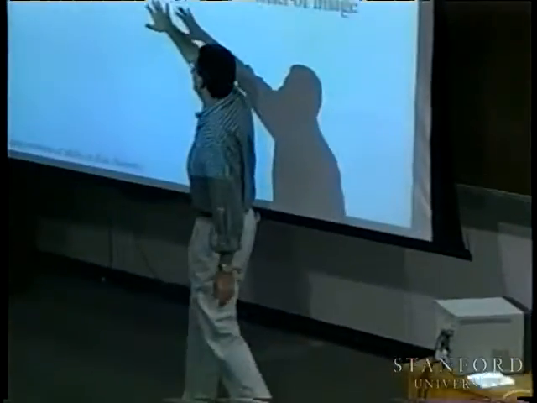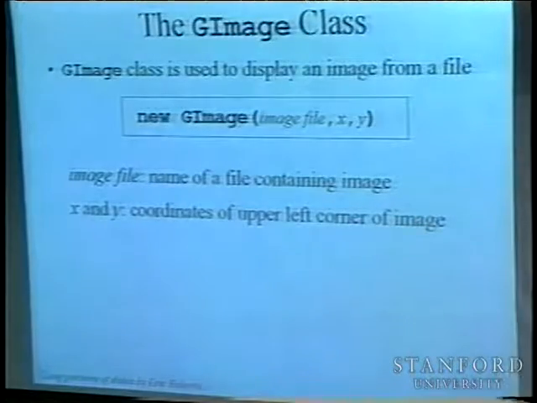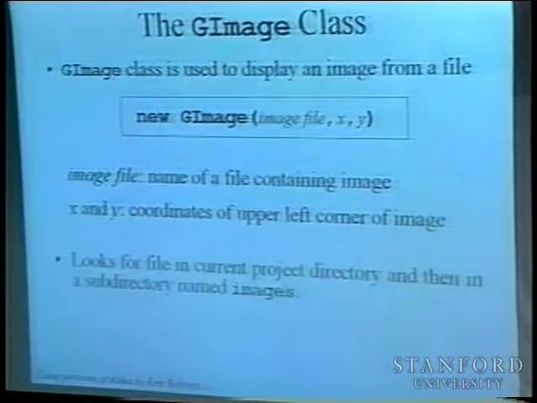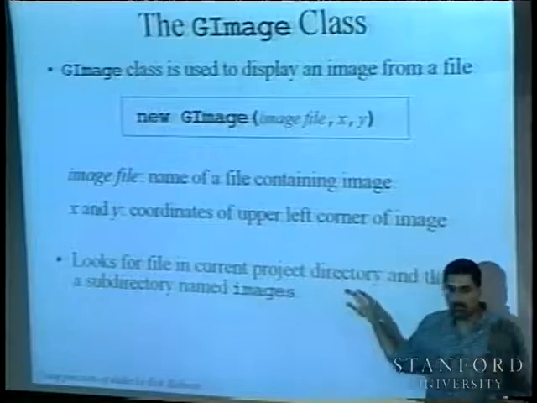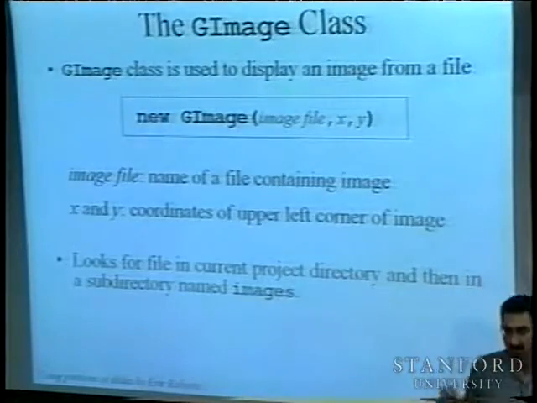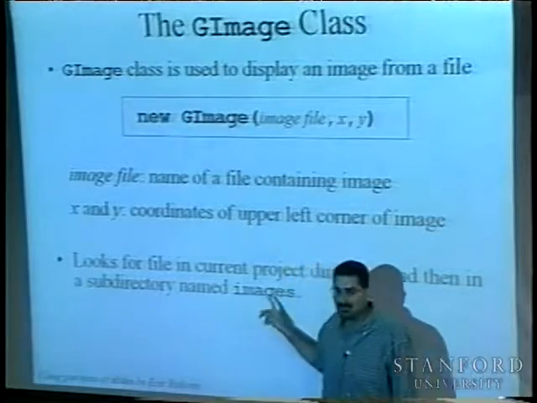Okay, so the image file is the name of the file containing the image, and X and Y, as I just mentioned, are those coordinates. Now, where do you have to stick this file? That's something to remember. When it looks for this file, it will look in your current project folder, and if it does not find that file name in your current project folder, then it will look in a subdirectory named images.